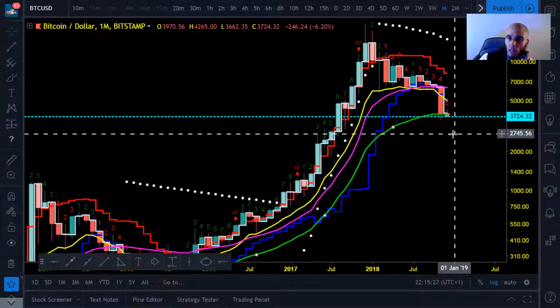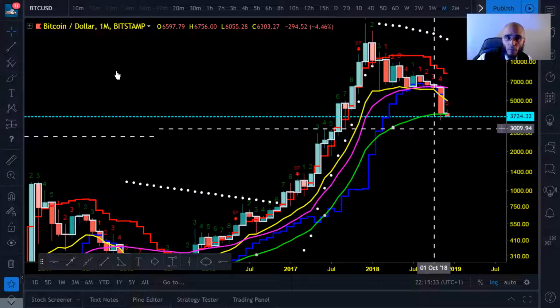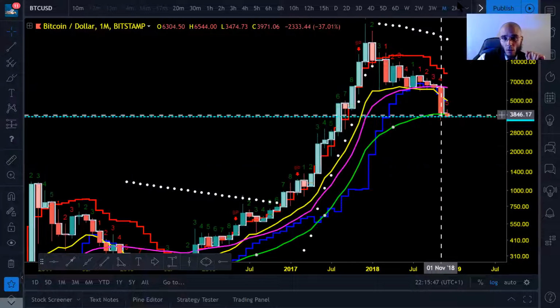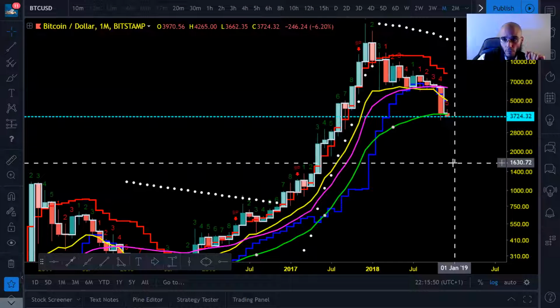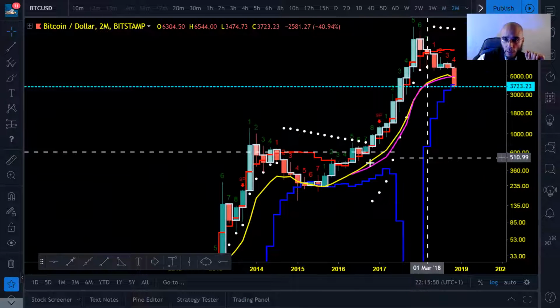I don't expect it to pick up until we hit 3K. I'm not sure about 3K, but this is the most probabilistic target according to what I have seen until now. We went through the different time frames, and 3K is the target. It is also the target of the triangle. So I think you know what I'm talking about, but I can show it to you again.